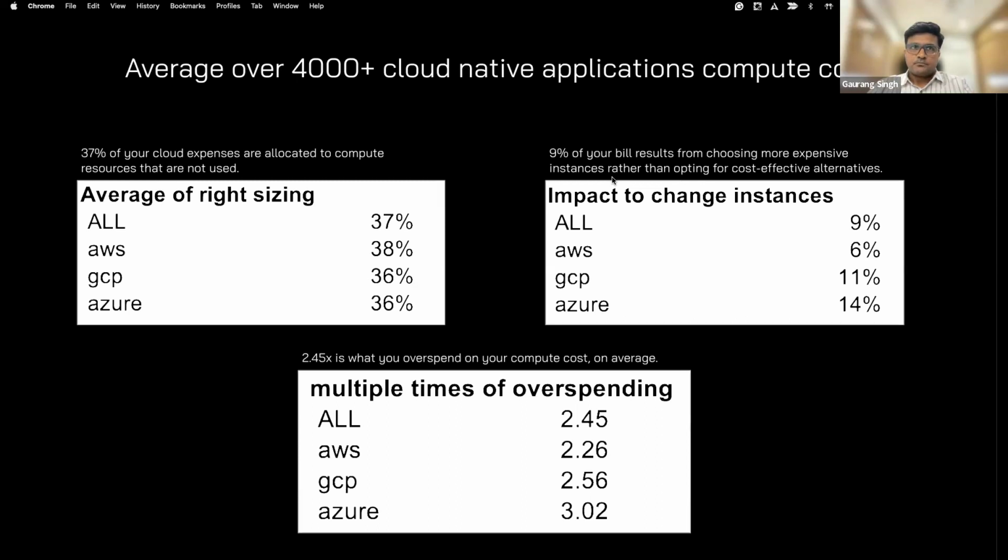Also, how much is the overspending? Almost 2.45% on average they are overspending on the cloud. And I'm talking about node over-provisioning, resource over-provisioning, everything included. So that's the overspending they are doing as of now, and that's the average number we got for all of the scales we analyzed, right?